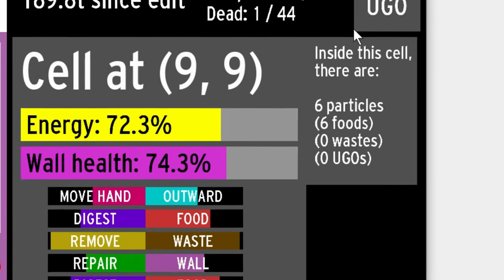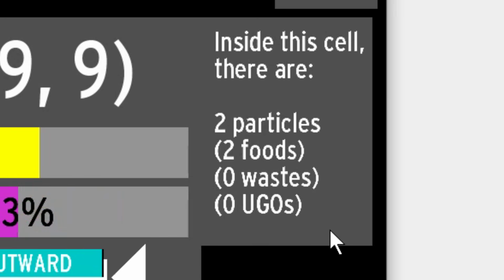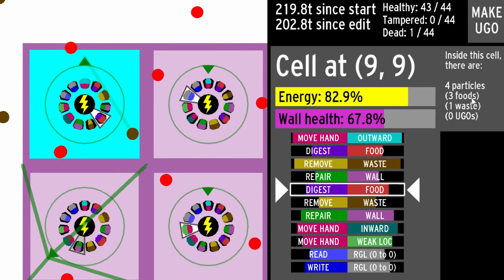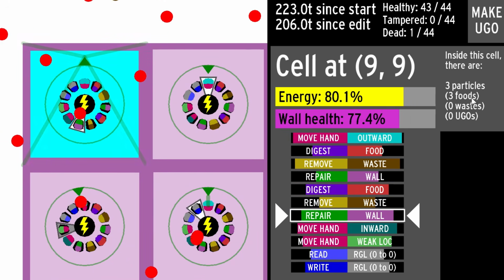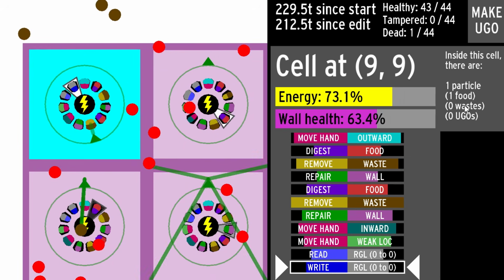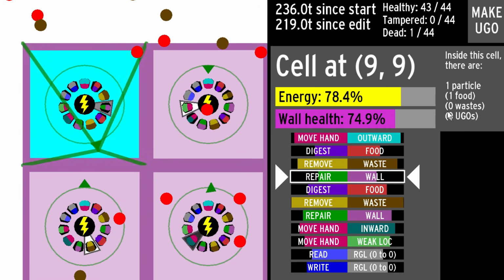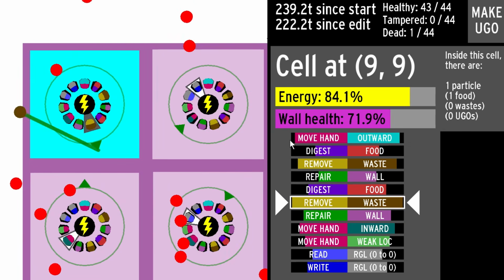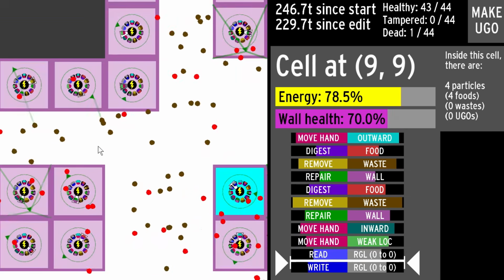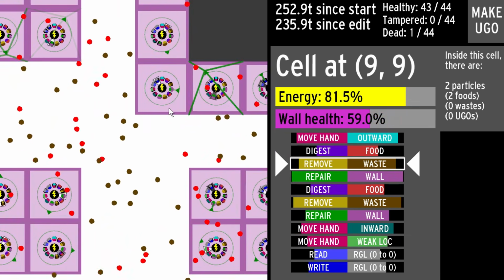We can take a look at the stat window on the right side, which tells us how many particles of each type are inside each cell. The number of food particles will go up and down because food can randomly drift inside and outside the cell, but the waste particles, you'll see it always be 0, except for right after a cell digests food, it goes up to 1, and then goes back down to 0 as the remove waste codon takes effect. And because of that, if you look at any healthy cell throughout the entire organism, you'll never see more than one waste particle inside of it.